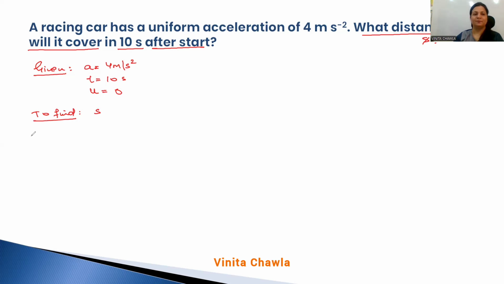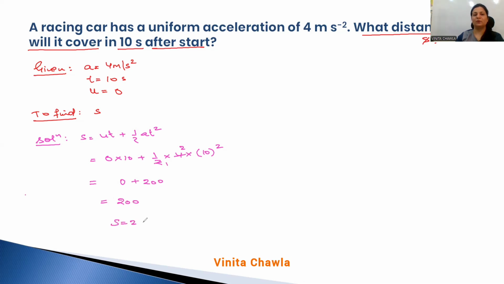Now tell me, what should we write now? Which equation? Second. Very nice. Second equation of motion. So S is equal to ut plus half at square. Now put the values. U is 0, t is 10, plus half a is 4, t square is 10 square. So this is 0 plus 2 ones are 2, 2 twos are 4, 2 into 100 is 200. This distance covered is 200. S is equal to 200 meter.